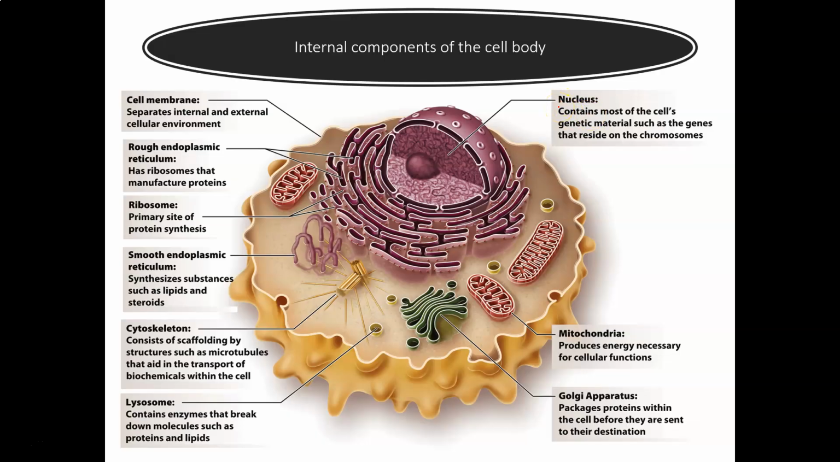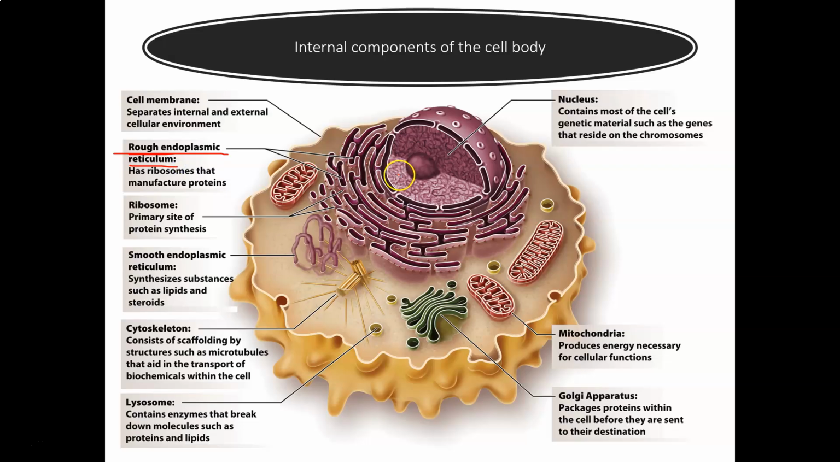So every single cell in your body has a nucleus, and it contains all of the genetic material that you need, jam-packed into 23 pairs of chromosomes. Surrounding the nucleus, you'll see these compartmentalized structures. There are two different types of one major compartmentalized structure that is very close to the nucleus because it's involved in protein production, and that's the rough endoplasmic reticulum.